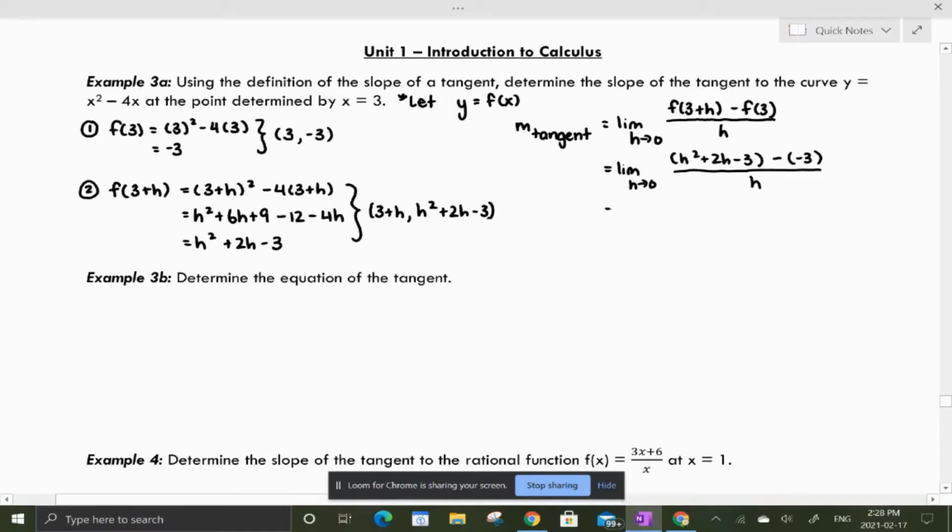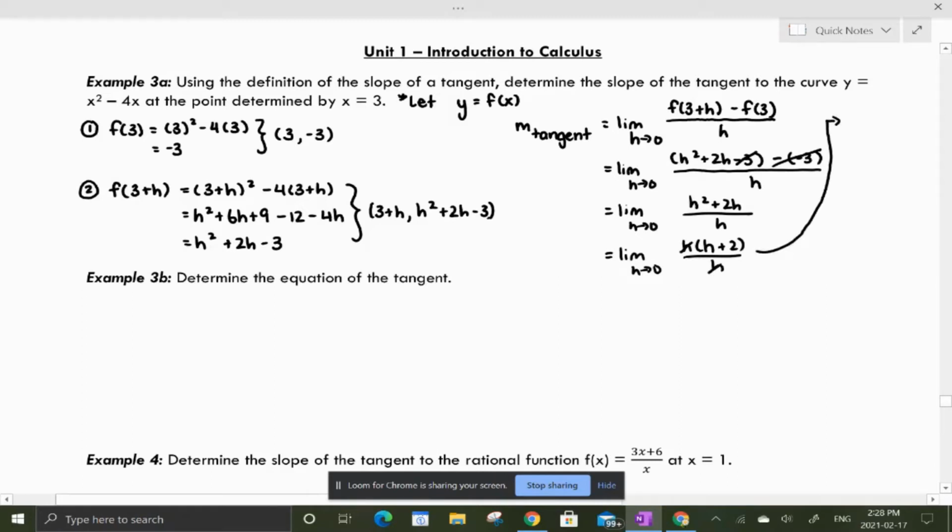So right away I notice the negative 3, and then this will become positive 3, cancel. And then I'm left with the limit as h approaches 0 of h squared plus 2h over h. Now I notice, wait, I can factor out an h from the top and the bottom. So I'm going to do just that. If I do that, I'm going to be left with the following. And then I notice I can cancel out the h's. And then I'm just left with the following now.